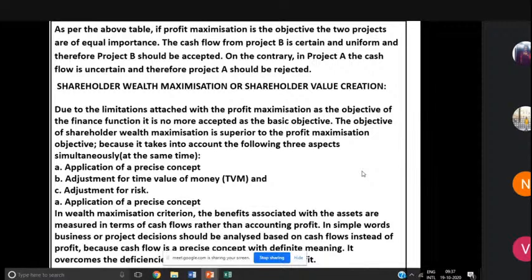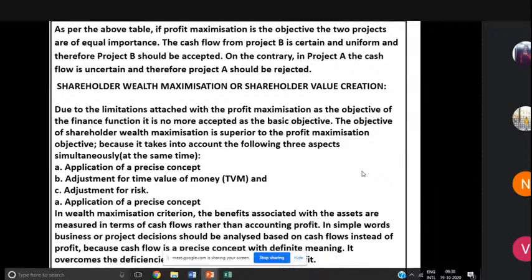Okay, now come to the point. Due to the limitations attached with profit maximization as the objective of finance function, it is no more accepted as the basic objective. Please underline, MCQ. Underline the next sentence, there also put MCQ. The objective of shareholder wealth maximization is superior to profit maximization objective because it takes into account the following three aspects simultaneously. Simultaneously means at the same time.